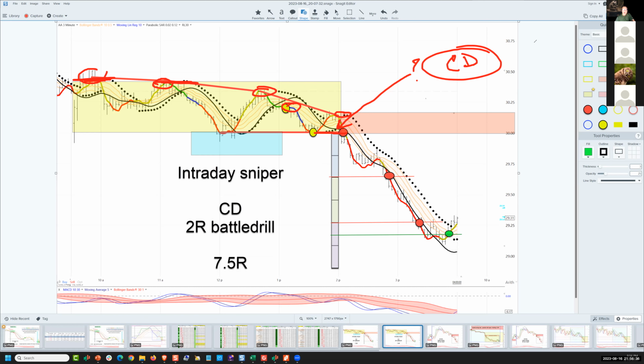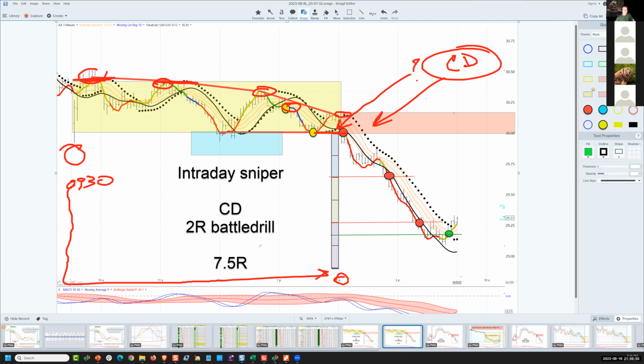Collapsing Dragon. You know how long I studied that to set up that entry? Well, I started stalking it at 0930 Central Time, and I pulled the trigger at 2 p.m. So that's about 5.5 hours of tending the fire. Let it cook.